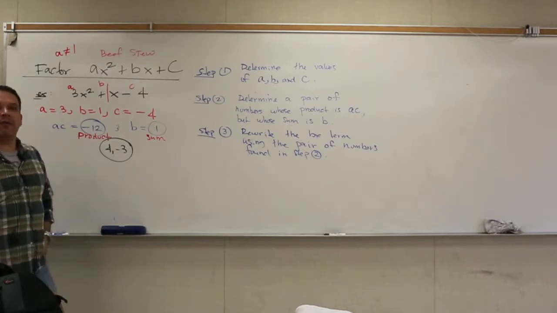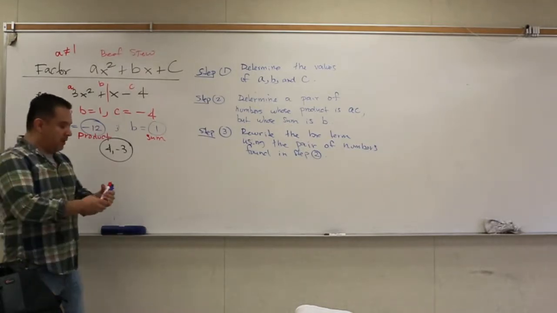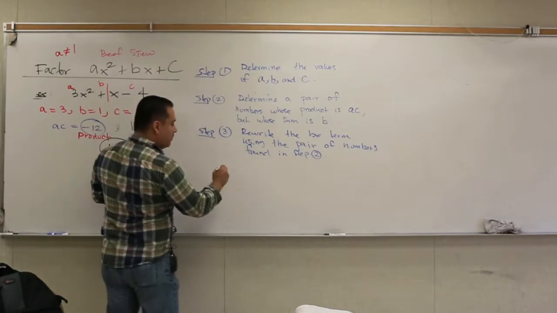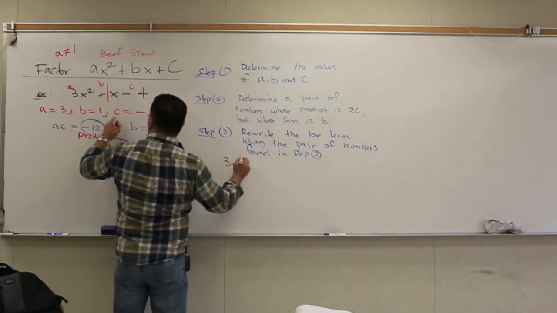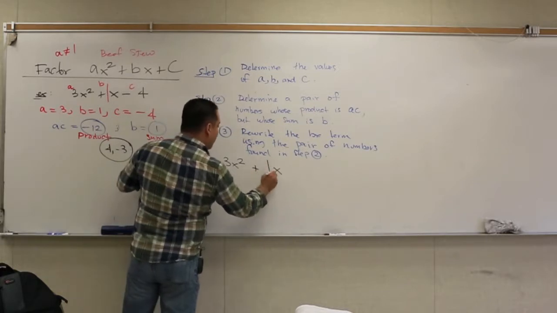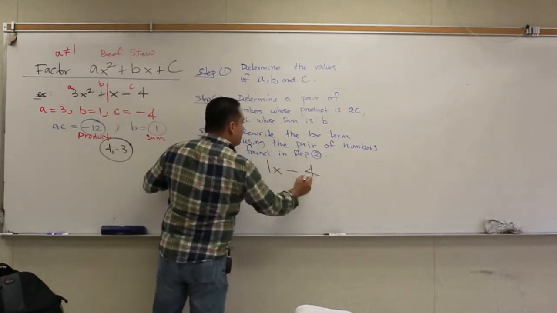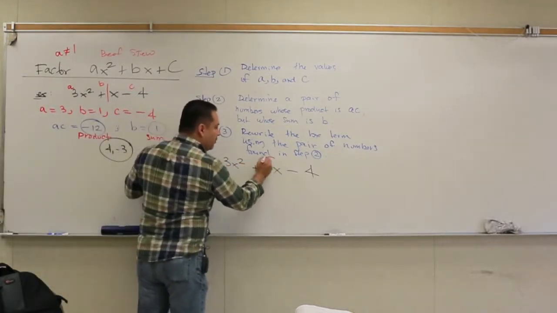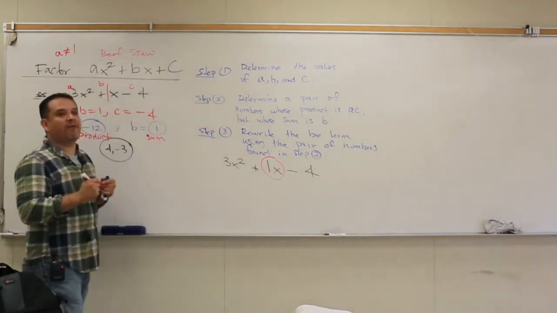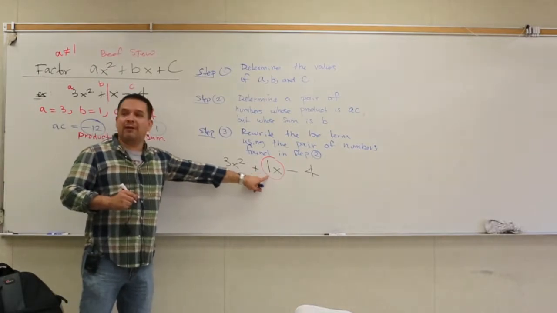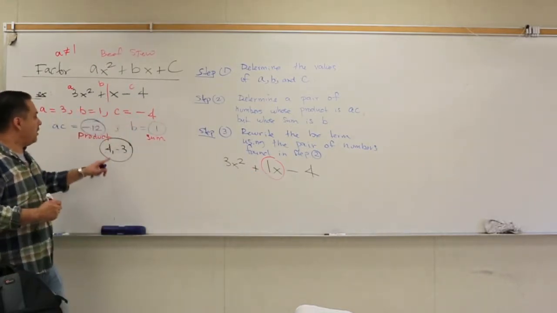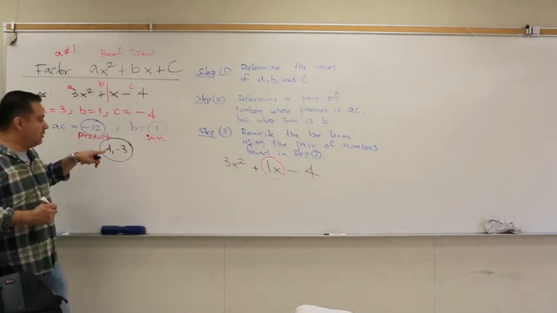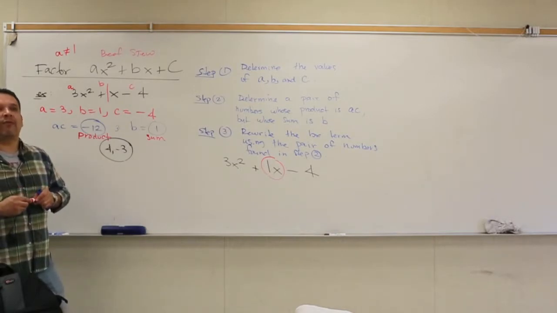And you go, wait a minute, what are you talking about? Well, look at this. Isn't this 3x squared plus 1x minus 4? This is what you have to factor. Where's the bx term? Right here. Is that true? This is what they're saying for you to do. You're going to rewrite this 1x using the pair of numbers 4 and negative 3 found in step number 2. These are the numbers.